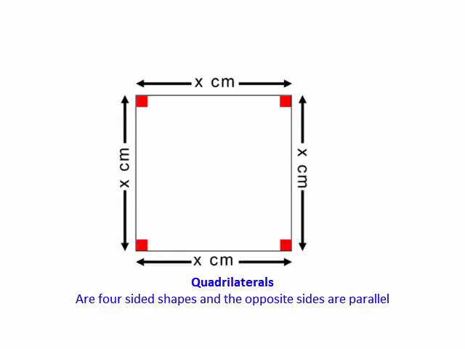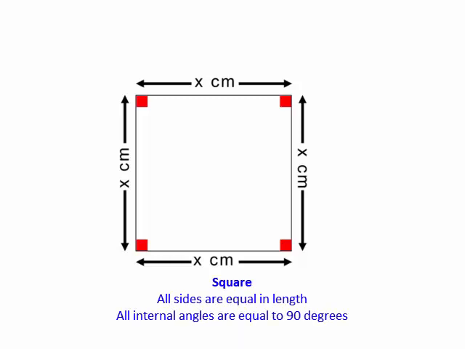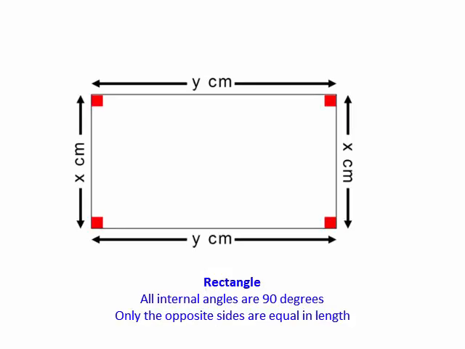Quadrilaterals are four-sided shapes where the opposite sides are parallel to each other. This quadrilateral is a square, and with the square all the sides are of equal length and all the internal angles are 90 degrees. This shape is a rectangle, and like a square all the internal angles are 90 degrees, but unlike a square only the opposite sides are equal in length.